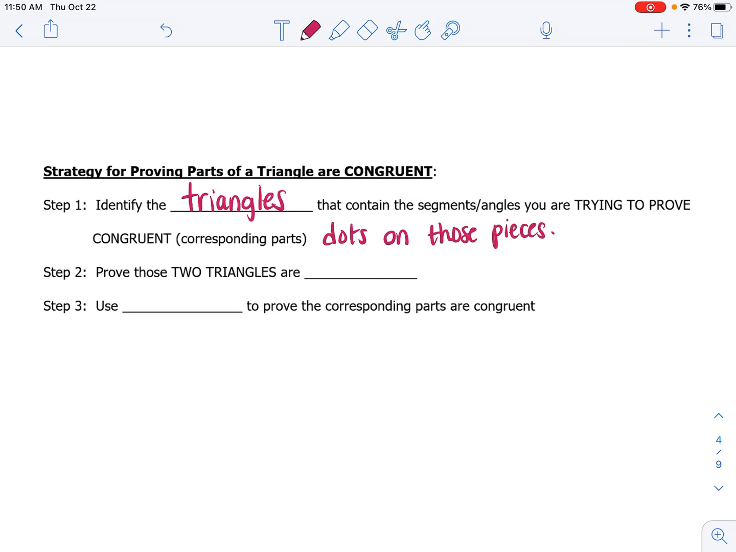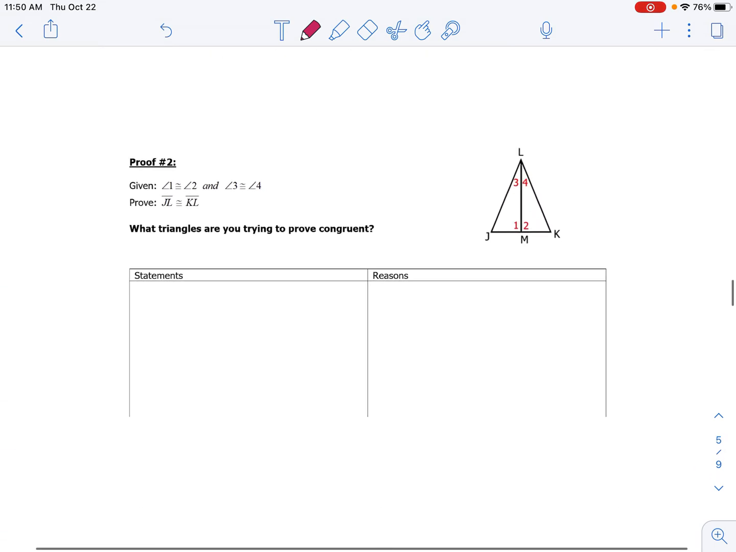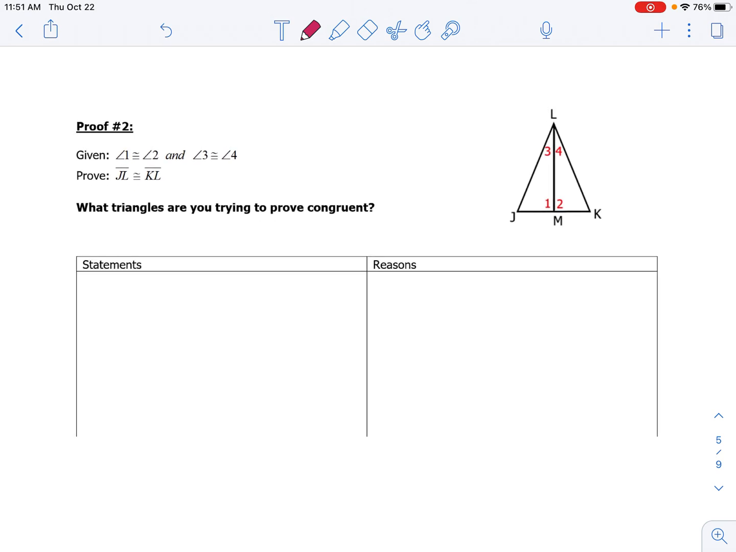Okay. And then we're going to prove those triangles are congruent. Okay, the two triangles that have the dots in them. And then we're going to use CPCTC to prove that corresponding parts are congruent. So you're proving the triangles are congruent to then use CPCTC. Okay, let's look at this proof.